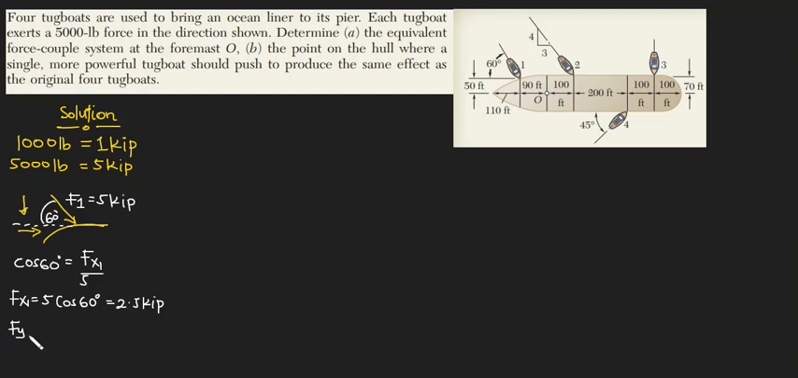Let's look at the y component. That will be minus 5 multiplying sine of 60 degrees. Let's see what you're going to get. Minus 5 sine of 60 degrees will give us a value of minus 4.33 kip. So that's for the y component also. So we're going to do the same for the remaining forces too. So let's go ahead and then look at that.